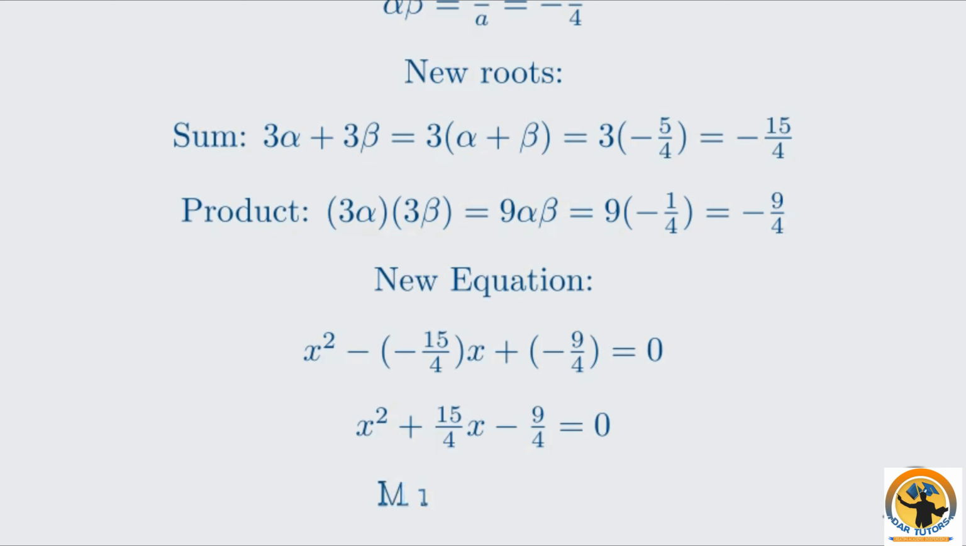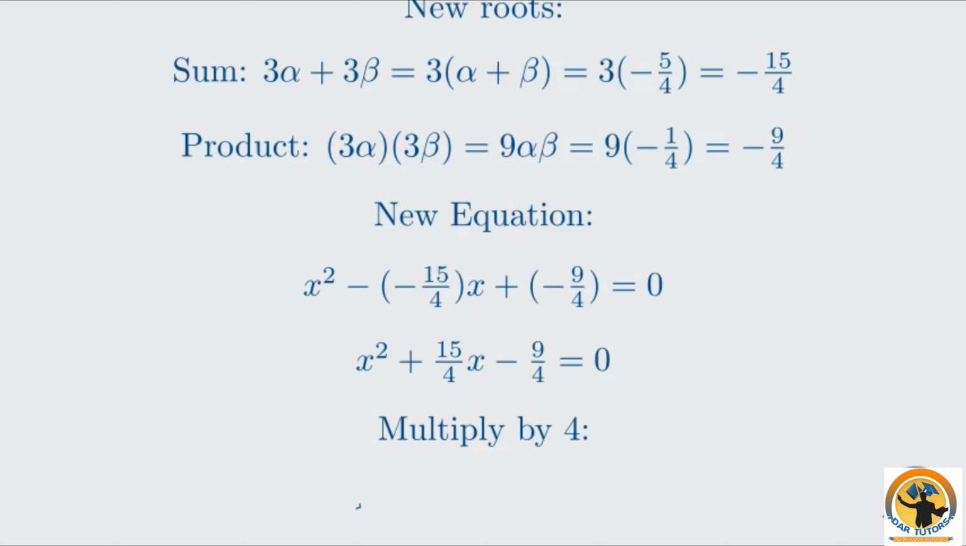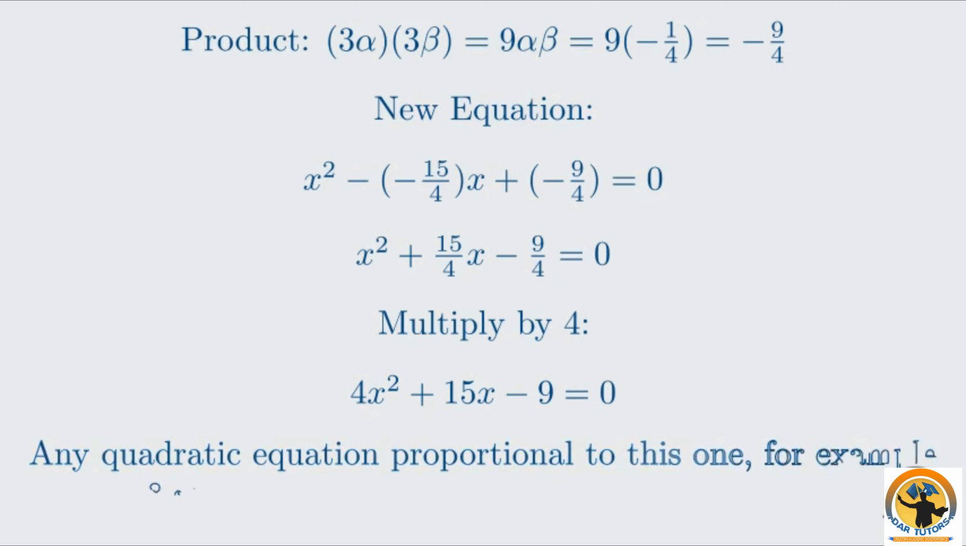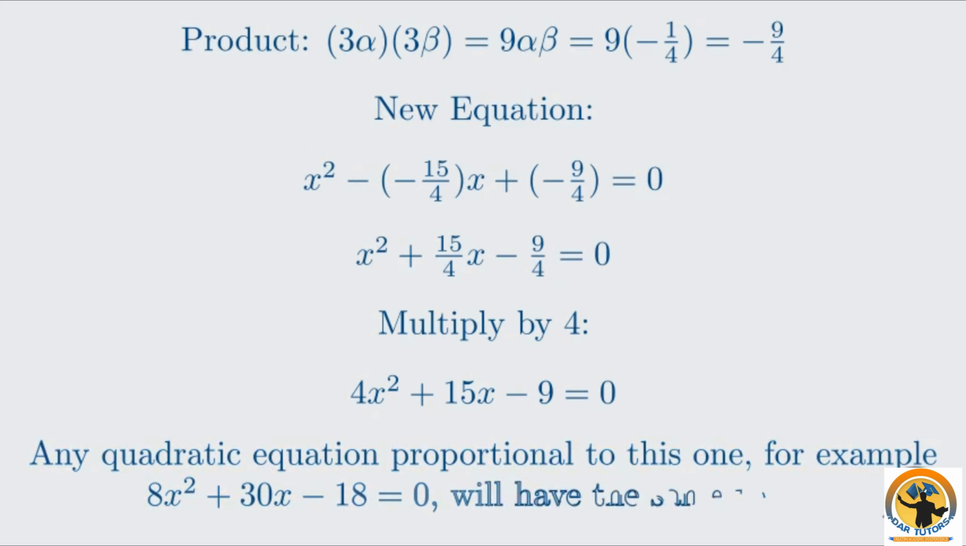The simplest form without fractions is to multiply the entire equation by 4. This gives us our final answer: 4x squared plus 15x minus 9 equals 0. Any quadratic equation proportional to this one, for example 8x squared plus 30x minus 18 equals 0, will have the same roots. We now move on to the final two methods for solving equations.